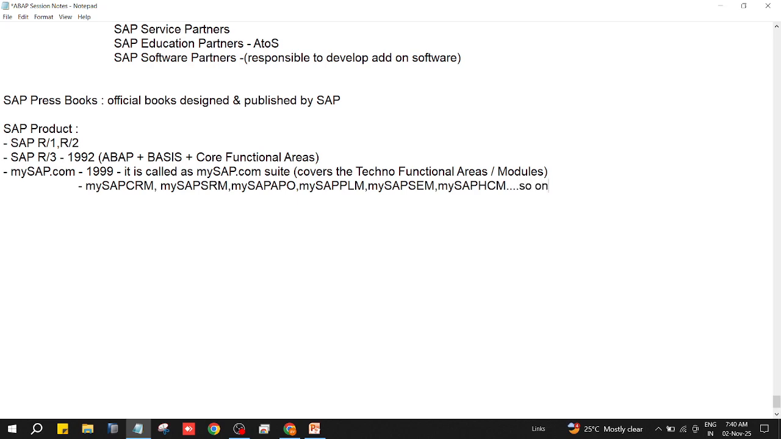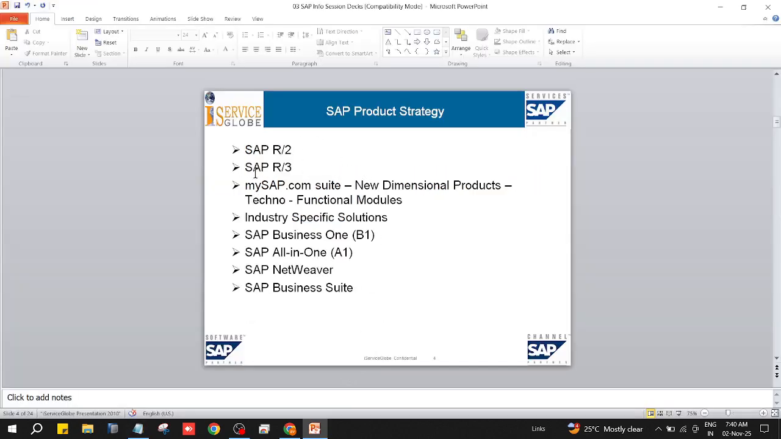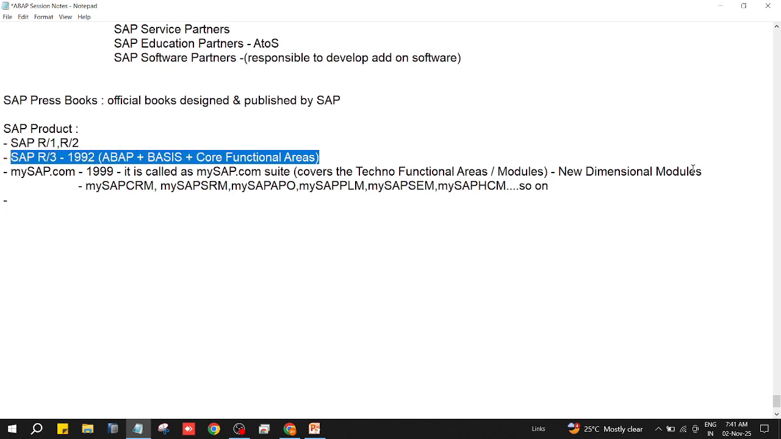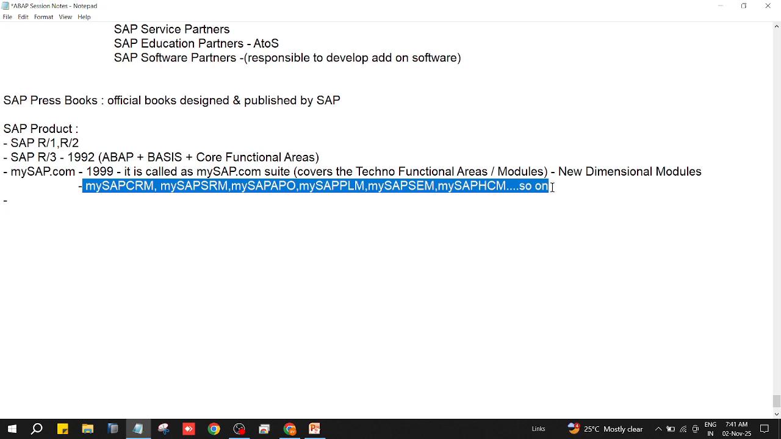This is about your third one. By this time you must be familiar, because you are following my sequence. First SAP started with R1, R2, R3, then at one level they started mysap.com. These all come under new dimensional modules. Suppose this is the core module, core areas. In addition to that, we go for new additional modules over here, which provide a new dimension to SAP and to the customer.